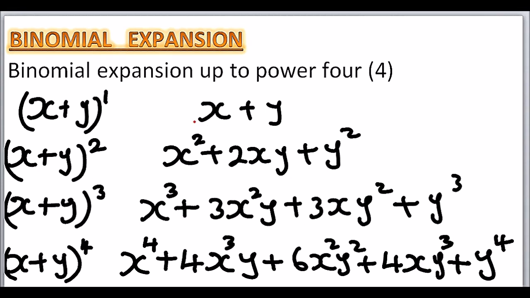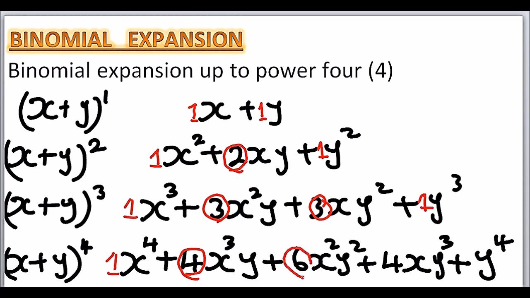So we are going to consider some numbers. So if we can put 1 here, we know when you multiply 1 by x, it is still the same. So we also have 1 there. Here we can put 1. We call them the coefficients of x squared. Here we have 2, and here we have 1. Here we can put 1. Here we have 3. Here we have 3, and here we can put 1 there. So here we have 1. Here we have 4. Here we have 6, and here we have 4, and finally we have 1.